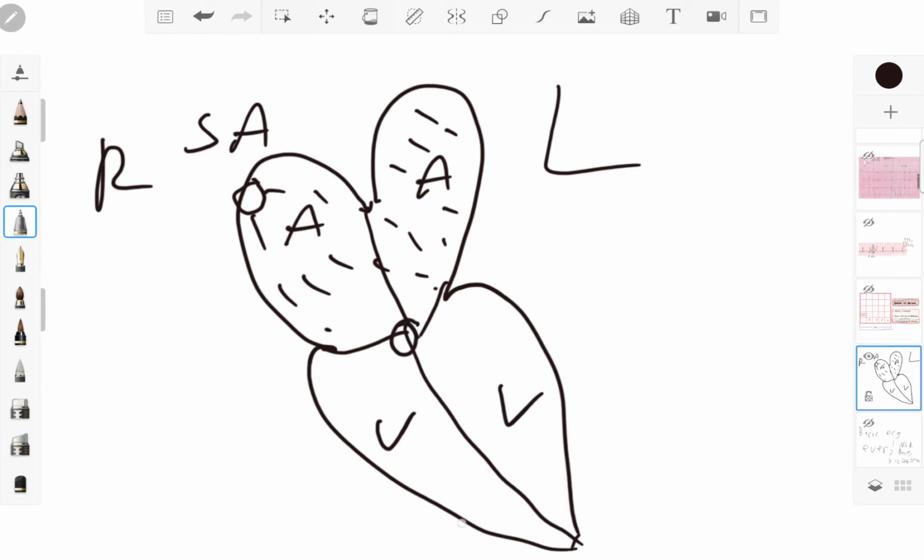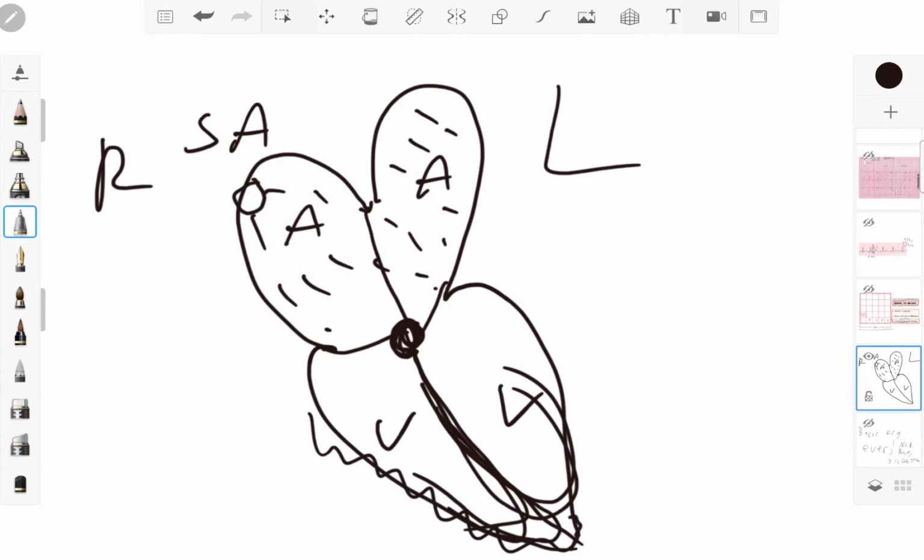Then it gets bundled up all over here, and then it gets shot super fast all the way through your ventricles, and it causes a massive contraction. Your ventricles have much bigger walls, so these are big walls, and your left ventricle has the biggest wall because it has to pump blood to the whole body.